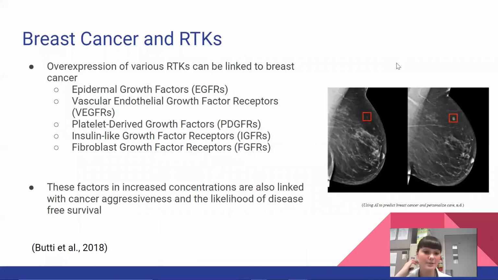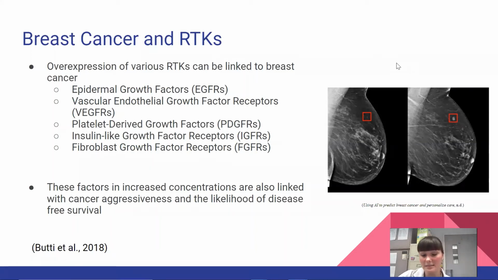Another specific cancer that I'd like to talk about that's linked to RTKs is breast cancer. Overexpression of various RTKs can be linked to breast cancer. Those specific RTKs are EGFRs, epidermal growth factor receptors, vascular endothelial growth factor receptors, so that's the VEGFRs, platelet-derived growth factor receptors, insulin-like growth factor receptors, and fibroblast growth factor receptors.